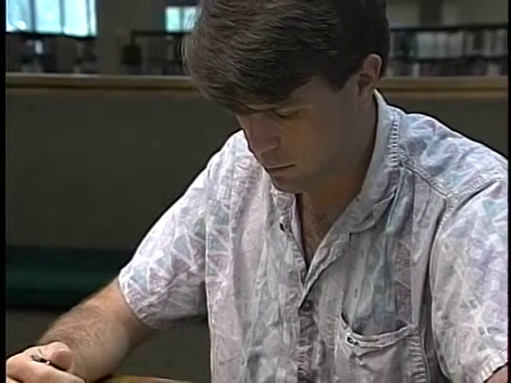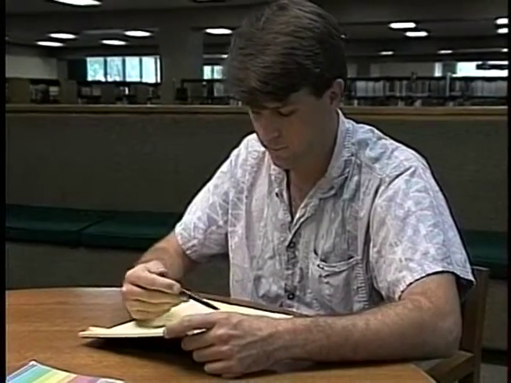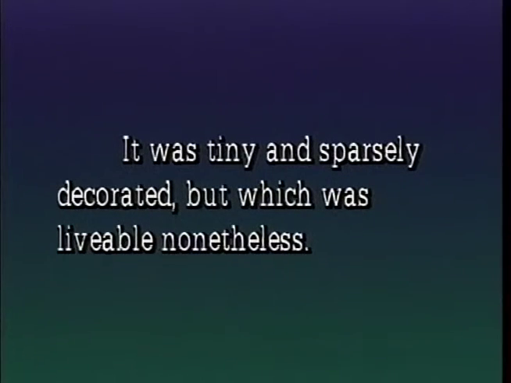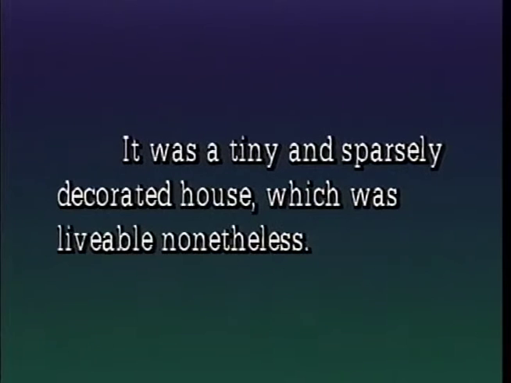Mixed construction occurs when you have two different parts of speech referring to the same thing in the same sentence, such as, does anyone know why Mary quit her job, or where did she find a better job? Here's another example. It was tiny and sparsely decorated, but which was livable nonetheless. Here the writer has used the pronoun it in one part of the sentence and which in another part. You can say either, it was tiny and sparsely decorated, but it was livable nonetheless, or it was a tiny and sparsely decorated house, which was livable nonetheless.